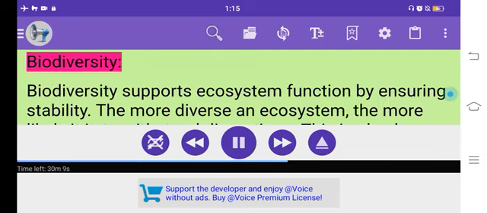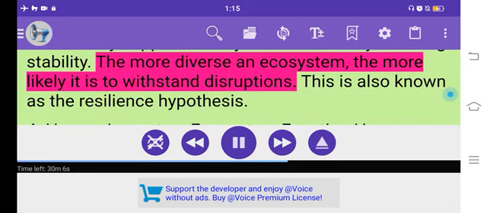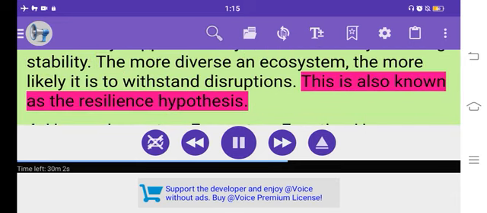impacts. Biodiversity. Biodiversity supports ecosystem function by ensuring stability. The more diverse an ecosystem, the more likely it is to withstand disruptions. This is also known as the resilience hypothesis.